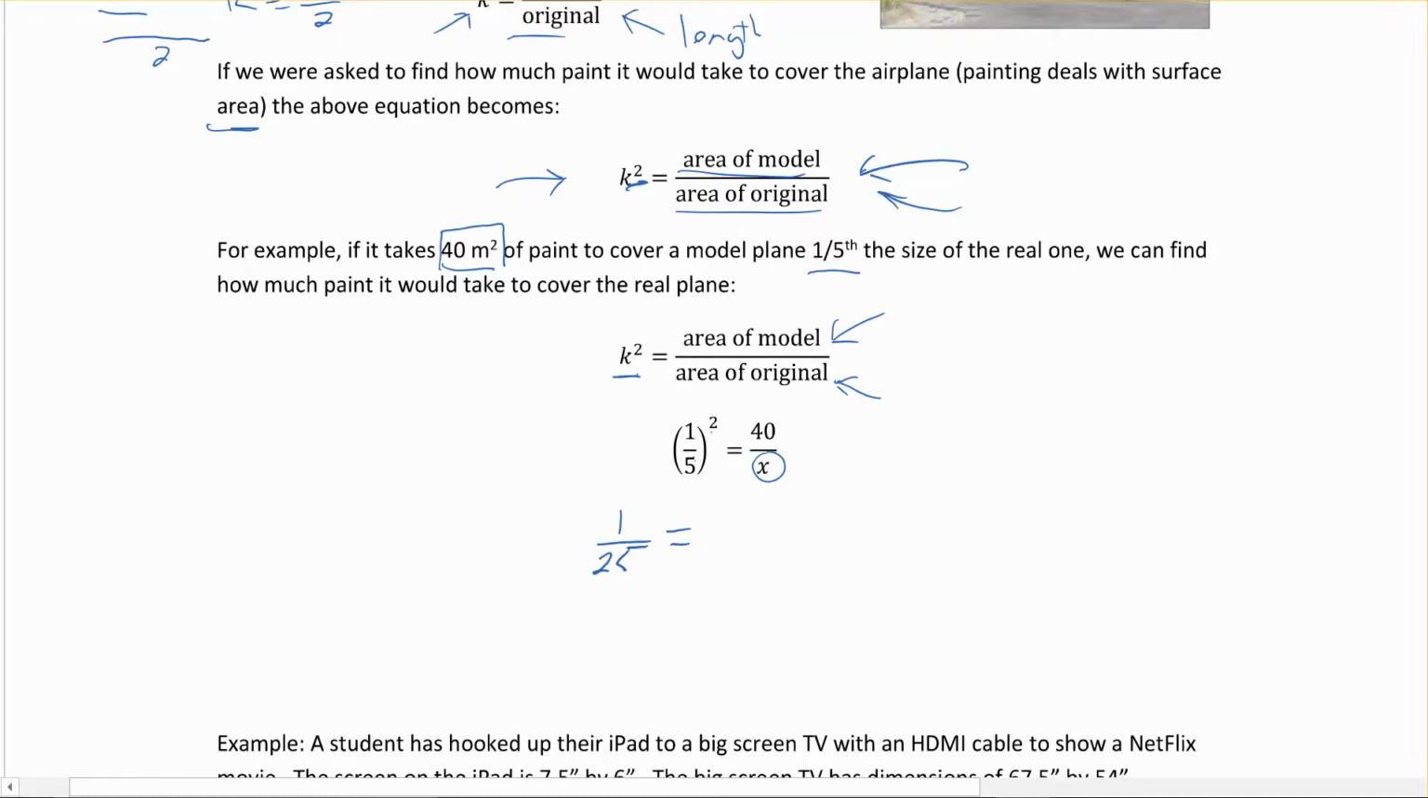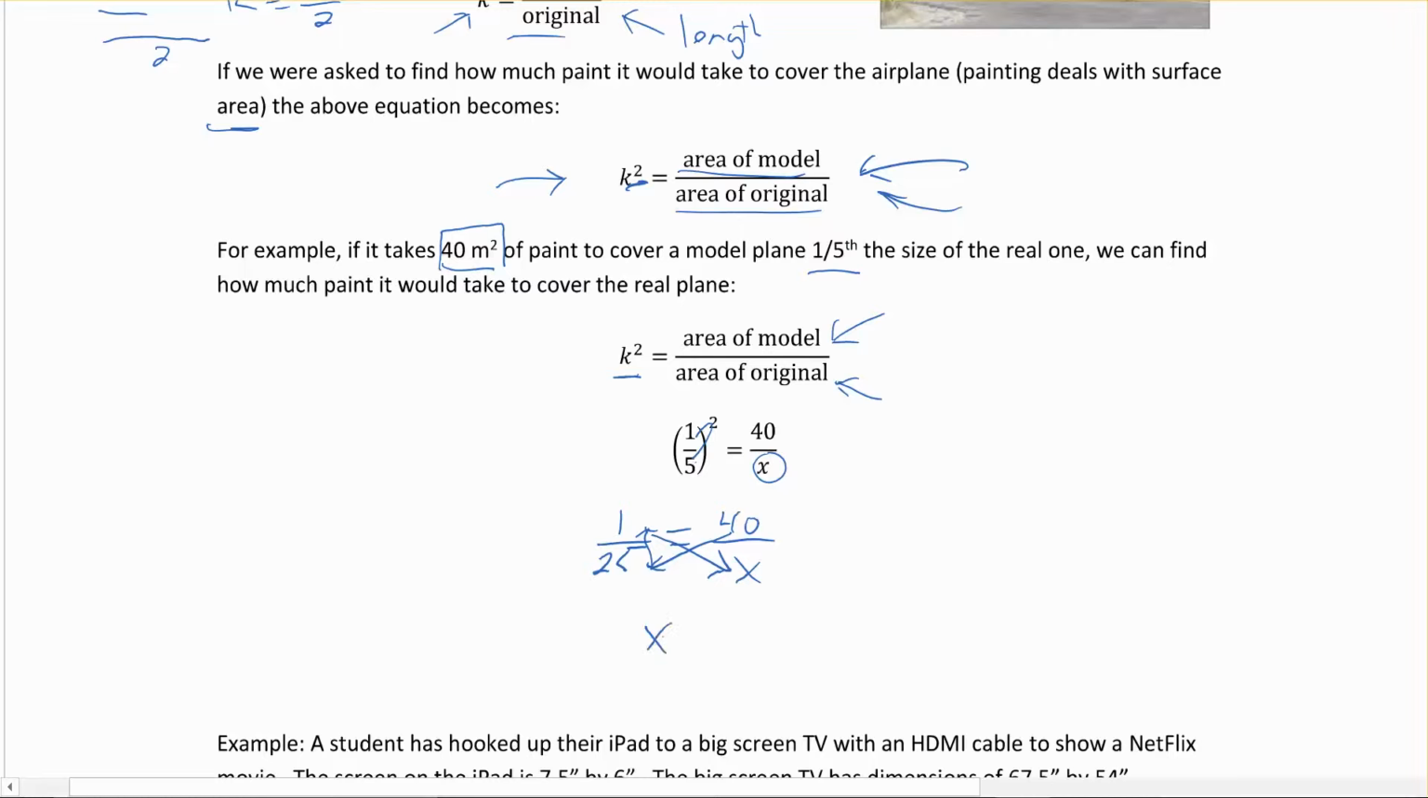Hopefully you see what I did there, right? You squared the top and squared the bottom, which is equal to 40 over X. And now we could rearrange this algebraically, or you could use your fish thing, or solve by cross multiplying. So 40 times 25 divided by 1 gives you X. And if you do that, you get 1,000.